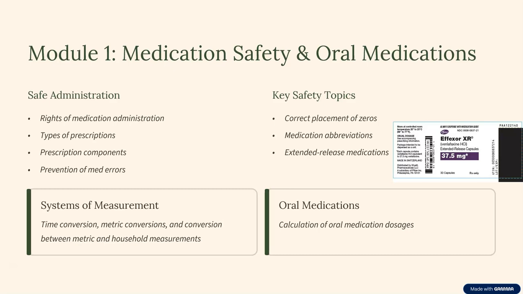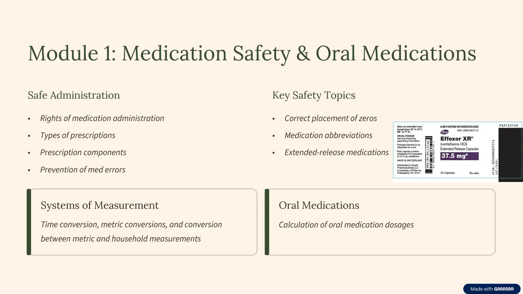Remember the components of a prescription, meaning that when a medication is ordered, there needs to be a medication name, plus a dosage, plus a route, plus a time frame. If it's a PRN prescription, there also needs to be parameters included with the PRN medication, meaning there needs to be a reason why you would give the medication. Review prevention of medication errors.